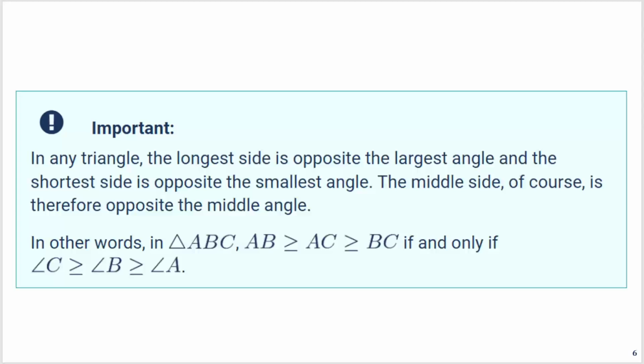So this can summarize all of our discoveries so far, no matter if the triangle is an acute triangle, right triangle, or obtuse triangle. Okay, have a look at the summary here, and we'll use these facts on a couple of problems later.